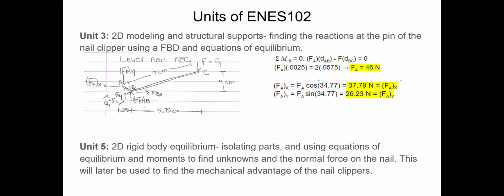In Unit 5, we learned about 2D rigid body equilibrium, so in a similar way I modeled the nail clipper as a rigid body in its most compressed state. I then isolated the upper and lower cutting blades and used a moment and equations of equilibrium to find unknown forces, and to find the normal force that is applied to the nail. This will later be used to find the mechanical advantage of the nail clippers.